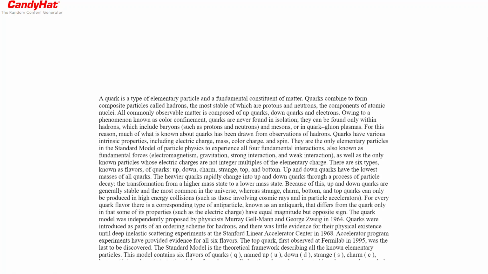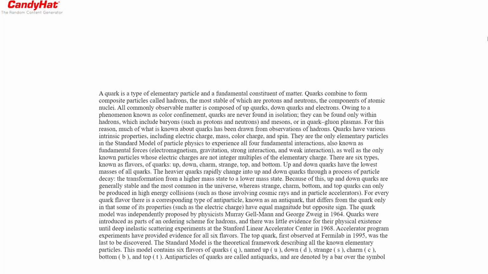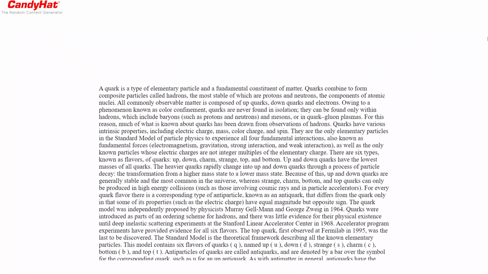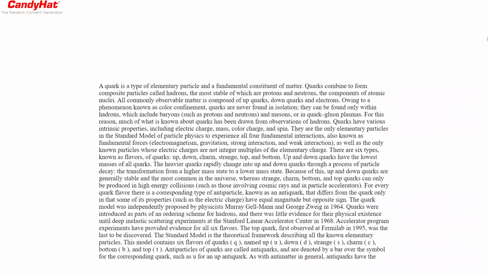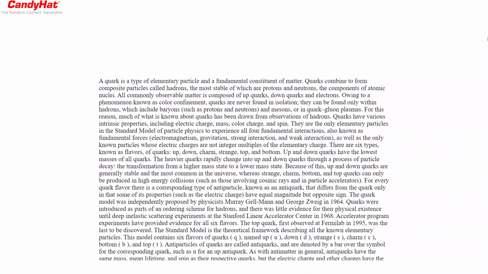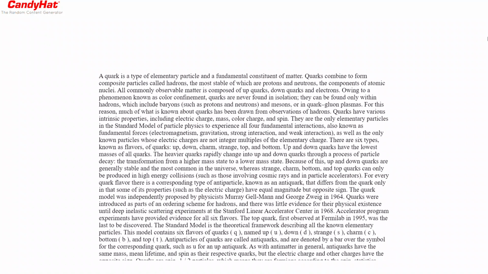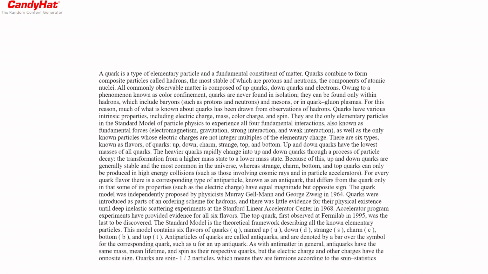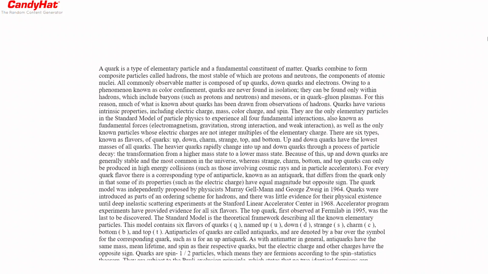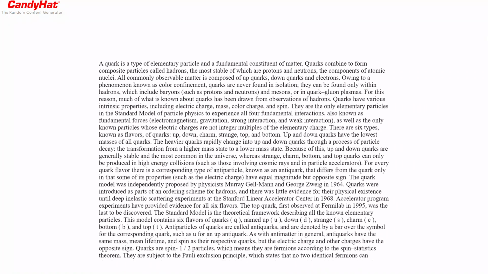The Standard Model is the theoretical framework describing all the known elementary particles. This model contains 6 flavors of quarks: u, named up; d, down; s, strange; c, charm; b, bottom; and t, top. Antiparticles of quarks are called antiquarks, and are denoted by a bar over the symbol for the corresponding quark, such as ū for an up antiquark. As with antimatter in general, antiquarks have the same mass, mean lifetime, and spin as their respective quarks, but the electric charge and other charges have the opposite sign.